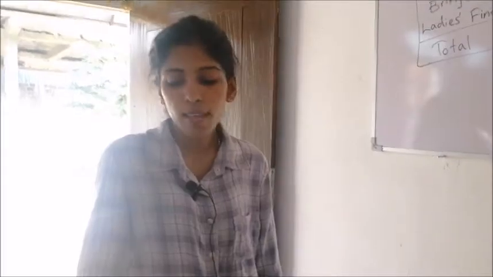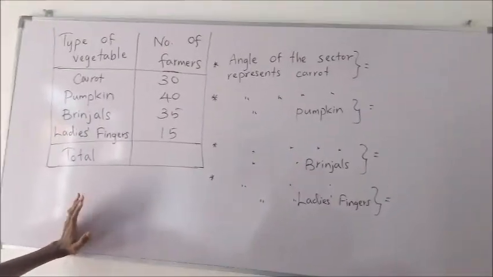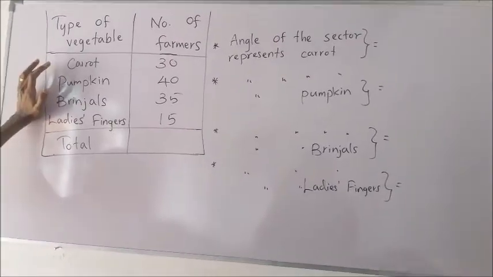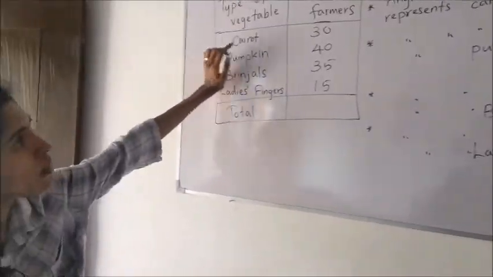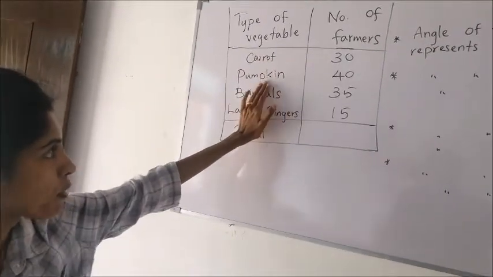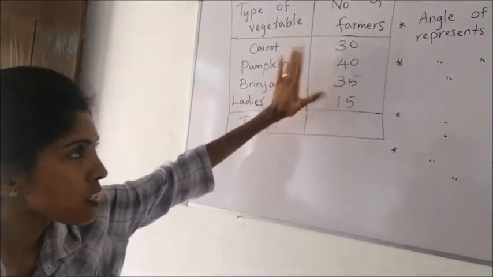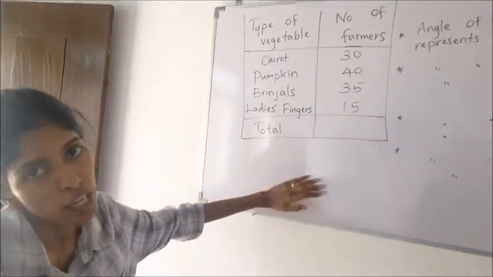Our first example is how some farmers have grown some different types of vegetables here. According to this, 30 farmers have grown carrot, 40 farmers have grown pumpkin. Likewise, you are given the rest. We are going to represent this data in a pie chart.